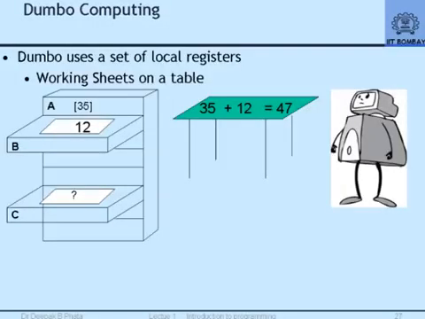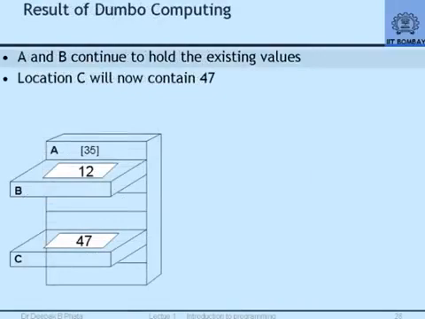So this is an elaborate process. There is a component called arithmetic and logic unit inside the actual computer. We will know more about it later. That is the one which does these computations. For the time being, we will imagine that Dumbo has a sort of workbench in which Dumbo computes these things. Please note that A and B continue to hold the existing values, nothing has changed, but the location C. So you can see the result value goes into a location called C.